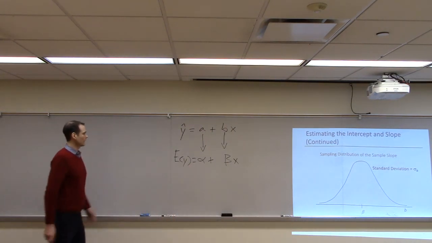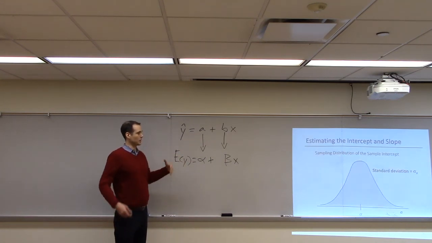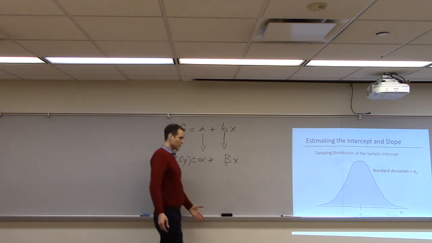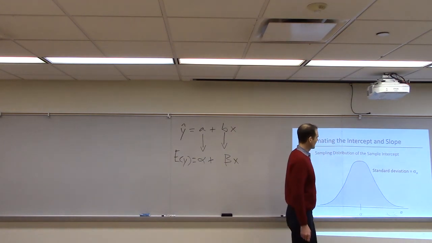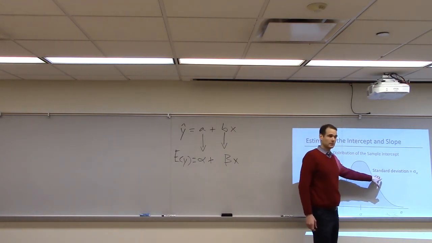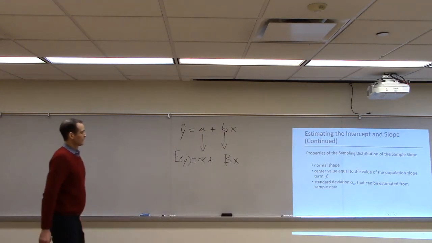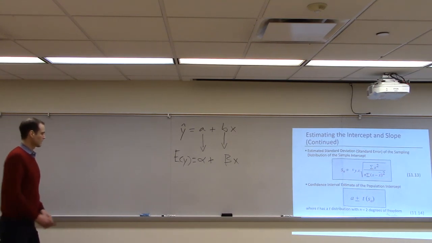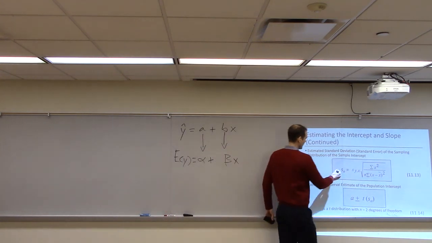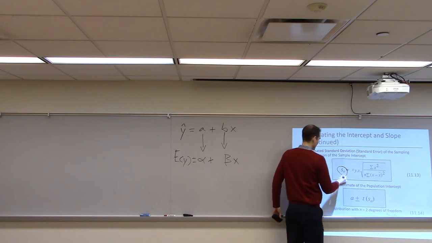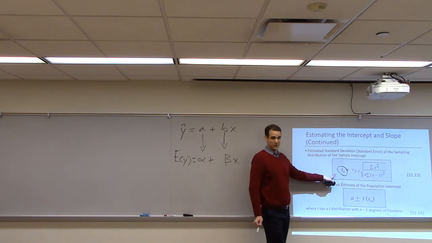Same thing with the sample intercept. We have something we'll call the sampling distribution of the sample intercept, normally distributed. The center is the true population intercept. The standard deviation can be calculated from the sample data. Okay, so let's look first at this. This S subscript A is the standard deviation of the sampling distribution of the sample intercept.